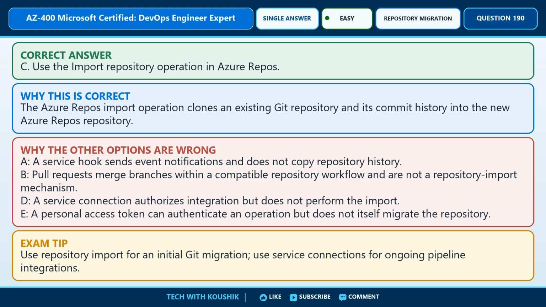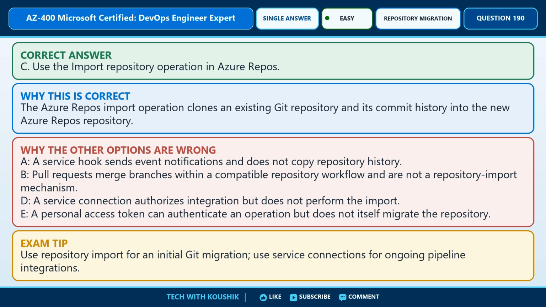The correct answer is option C. Use the import repository operation in Azure Repos. Here's why. The Azure Repos import operation clones an existing Git repository and its commit history into the new Azure Repos repository. Why are the other options not correct?